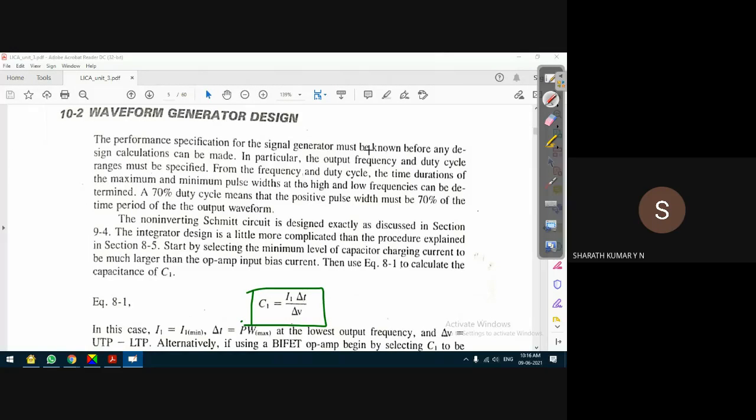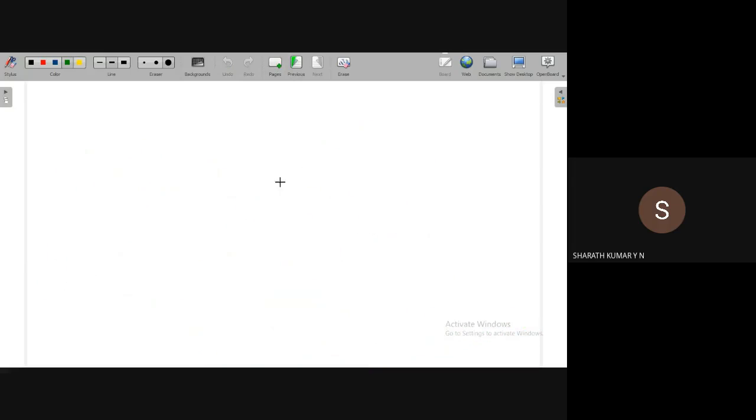Specification for the signal generator must be known before any design calculation. Output frequency and duty cycle must be specified. For a given frequency and duty cycle, we are going to design triangular and rectangular waveforms. From duty cycle and frequency, the time duration of maximum and minimum pulse widths at the high and low frequency can be determined.